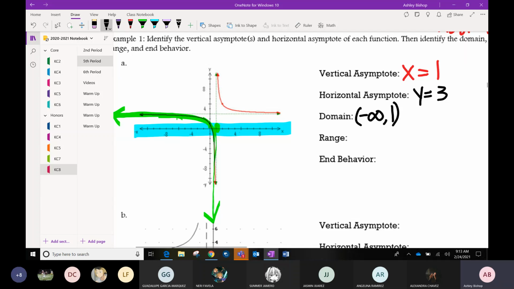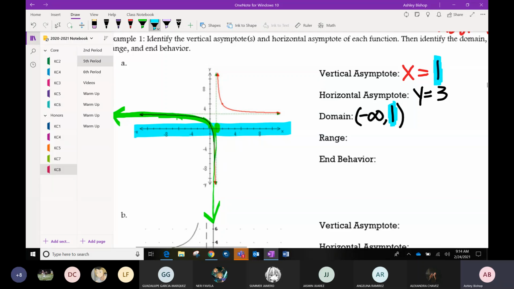That should match, the number in your domain should match your vertical asymptote, always. Your domain should always match the number in your vertical asymptote. Why? There's a couple reasons to remember this. Domain is x values, so vertical asymptotes are also x values. So x equals 1, domain should also include that x value. It's how far left and how far right your graph goes.